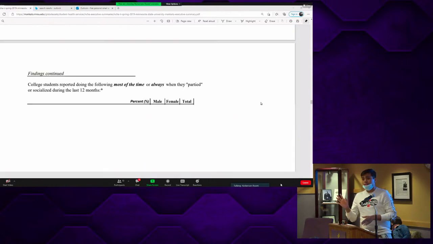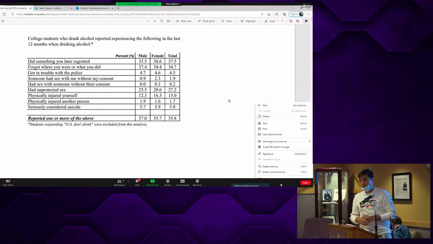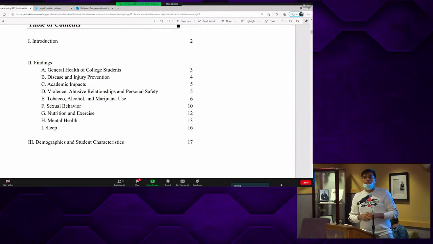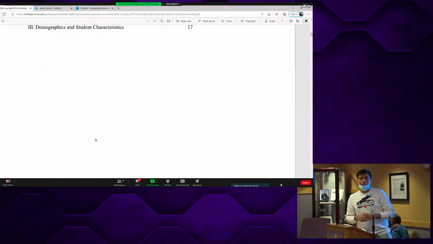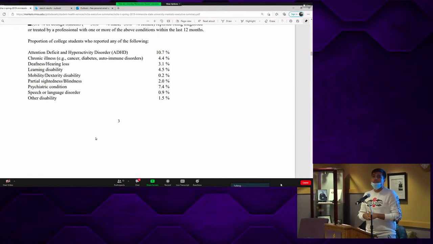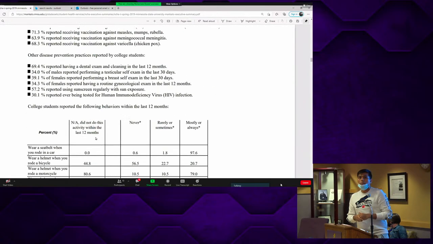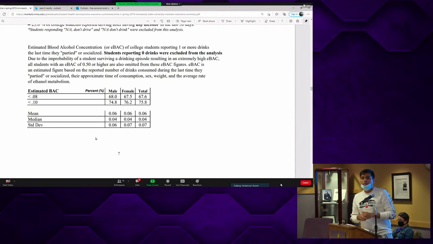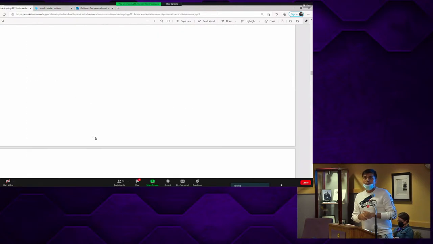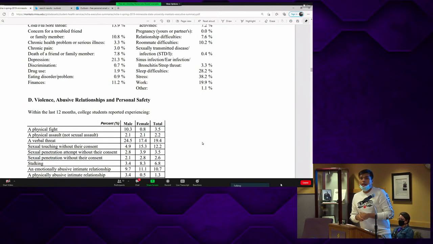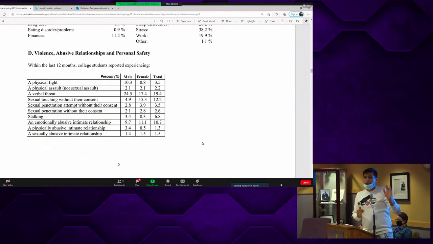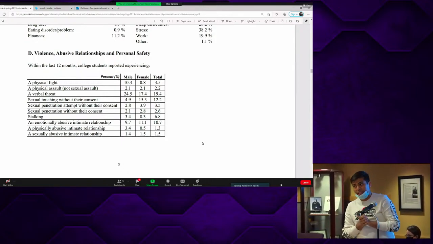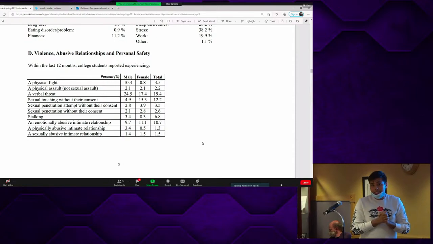If any of you want to, this is a public source, you can always look it up, or I can share the link with you as well. So, page 5. Scroll up. So yes, scroll down, right about there. So violence, abusive relationship, and personal safety, these are the numbers from 2019.